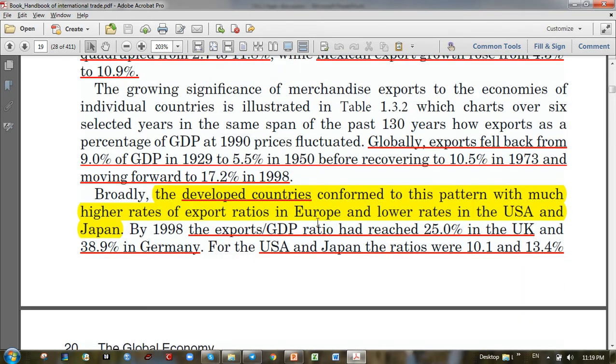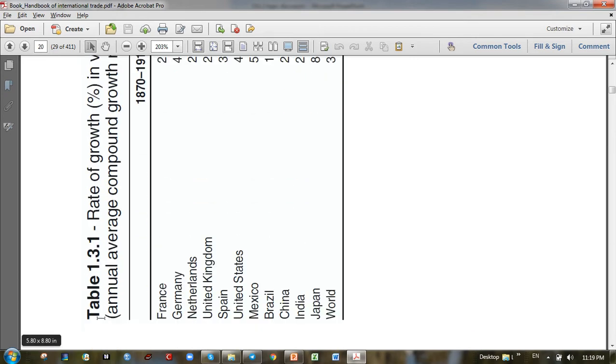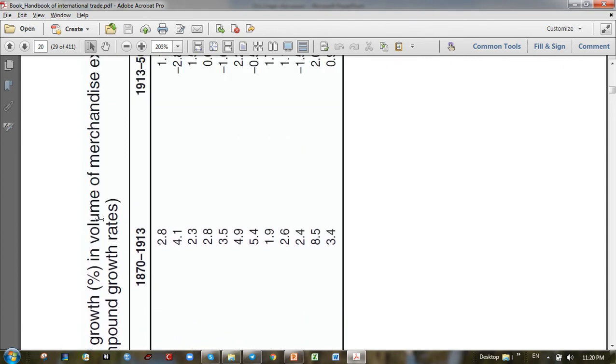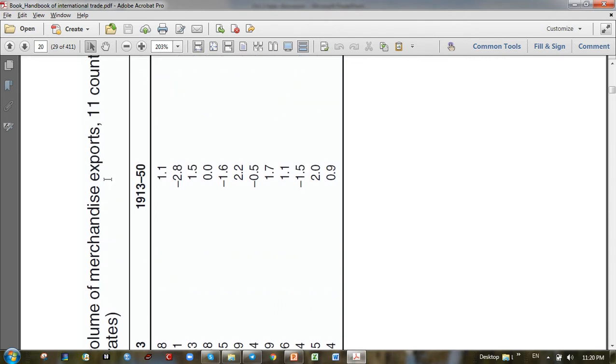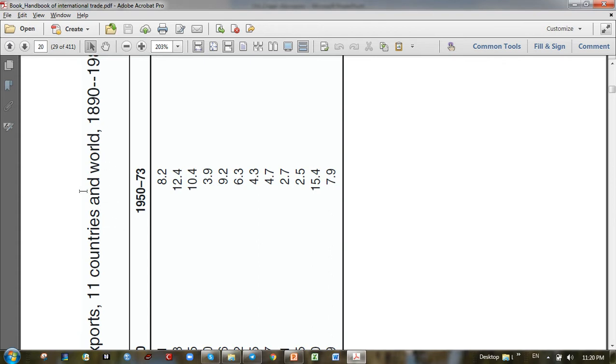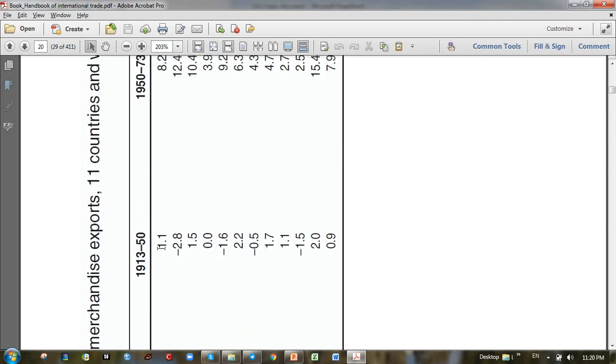Okay, you can read this one. So you have 2 tables. Yes, this one, 1.3.1, growth rate in volume of merchandise exports. They take from 11 countries and the world from 1890 to 1988. But this table is not showing one by one year, it is a group of years.